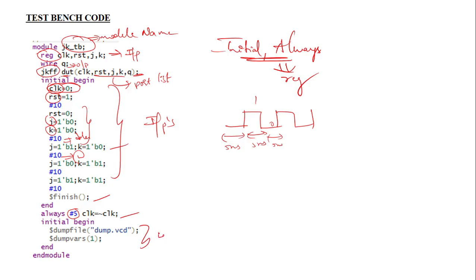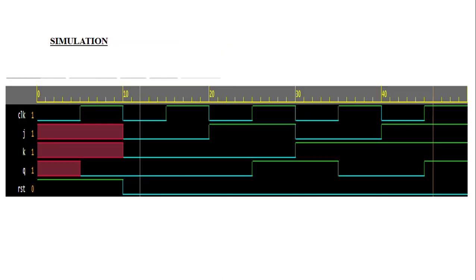So these 4 lines are used to generate a waveform in EDA Playground. If you are doing any code in Vivado, just ignore these 4 lines; otherwise you can use them. And the module ends with endmodule. So this is our waveform.